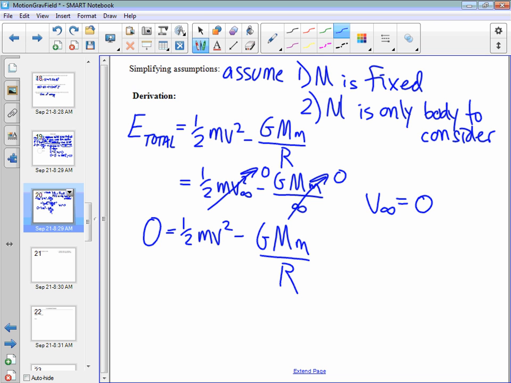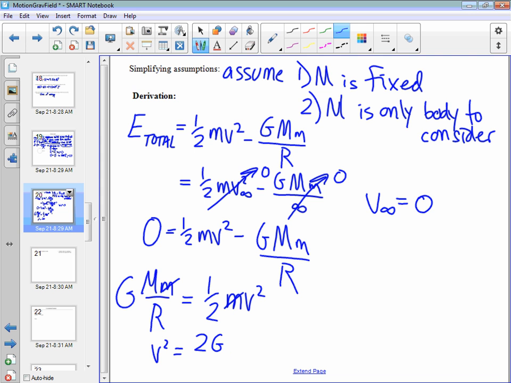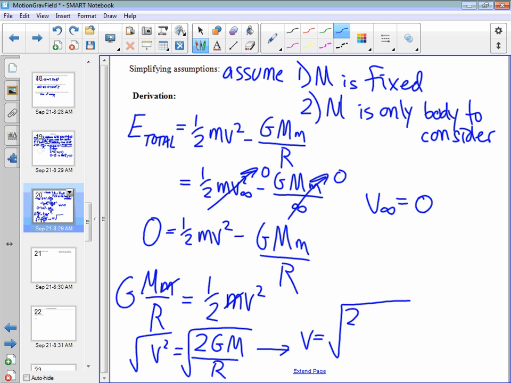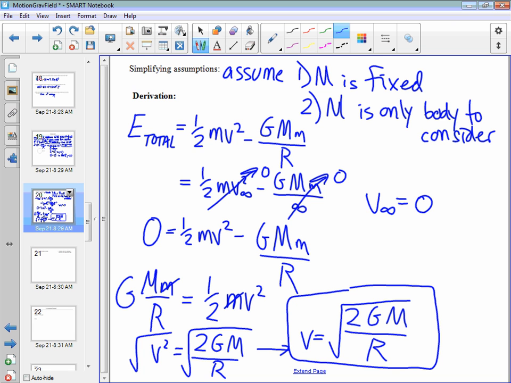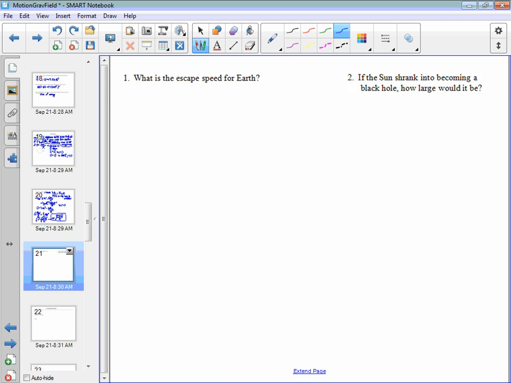That's the Earth. So little v is our escape speed, and we solve it. When we do that, we get the gravitational potential on the other side of the equation. Put the math here, we end up with this, the little m's are going to cancel out, okay, and then we end up with v squared is equal to 2GM all over r. Take the square root of both sides, we end up with the escape speed is equal to the square root of 2GM all over big R. And that's our equation.